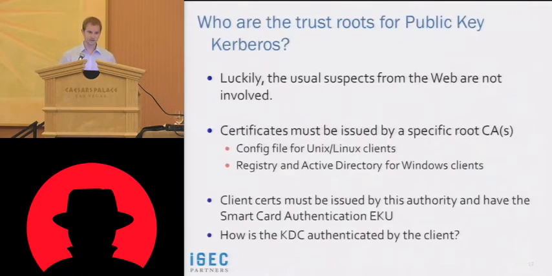So first thing that's of interest is who are the trust roots. And luckily for all of us, the usual suspects from the web are not involved. That big list of 200 CAs of varying trustworthiness or not that ships with your browser and your operating system and Java and everything else, those are not in the picture here, and we're all very glad of that. All the certificates for public key Kerberos have to be issued by a specific set of designated trusted CAs. This is usually in your krb5 config file for the open source clients. On Active Directory, it's stored in the directory in LDAP, in the NT-auth store, and it's also stored in the registry.